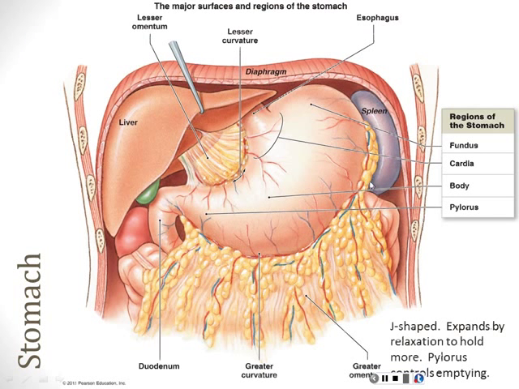Okay. All right, so we talked last time about the esophagus and swallowing.